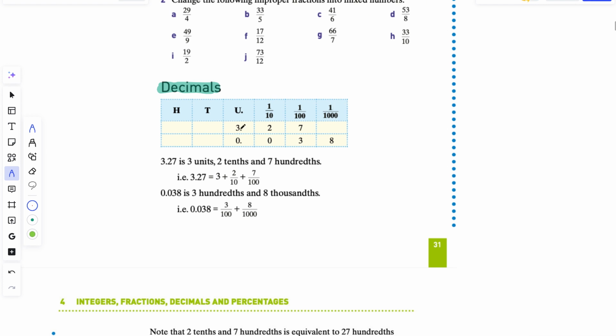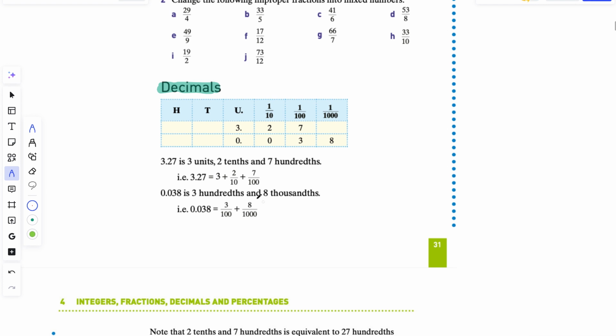So the first number after the decimal point is tenth. The second number after the decimal point is hundredth, meaning 7 over 100. The third number after the decimal point is thousandth. This means 8 over 1,000. So the numbers on the left before the decimal are the whole number. They're the usual units, tens, and hundreds.